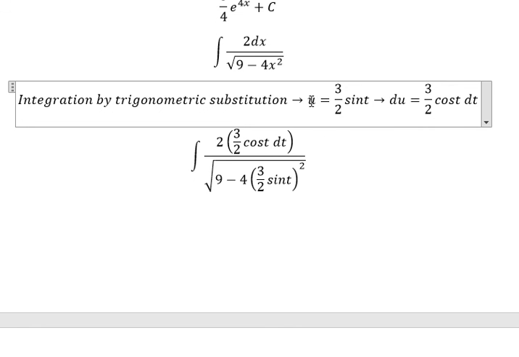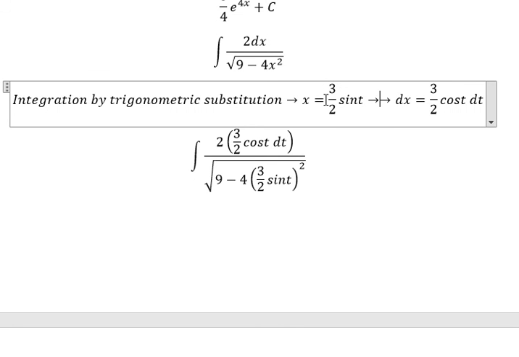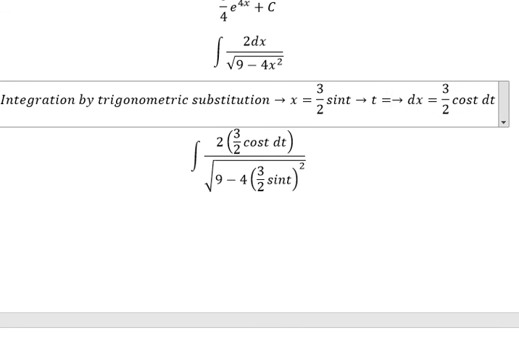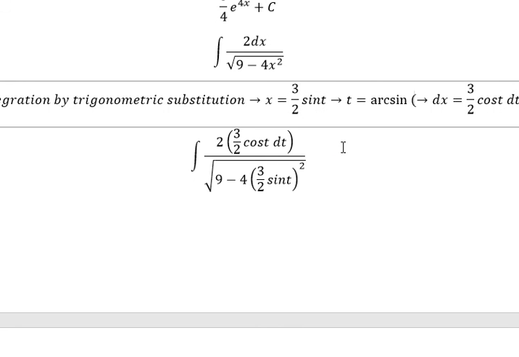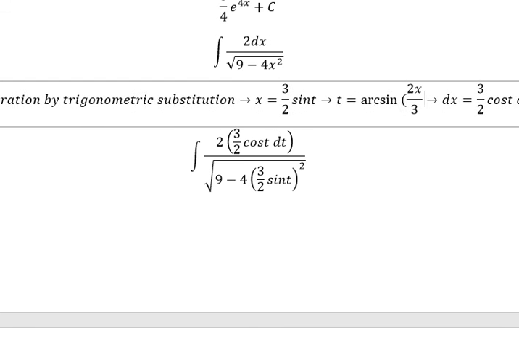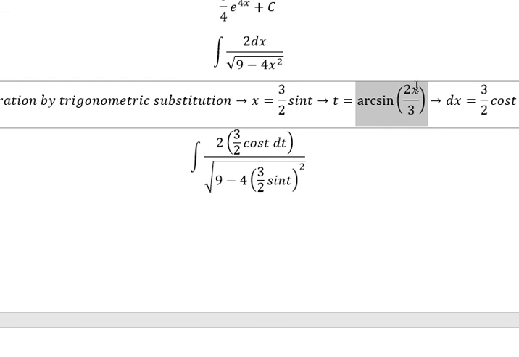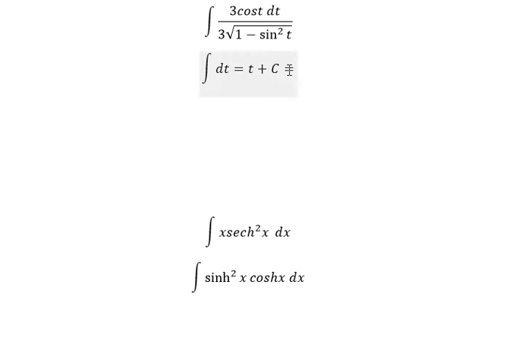Just draw to s, sorry. So we divide both sides with 3 over 2 and we got t equals arcsine 2s over 3. So we put this one in here.